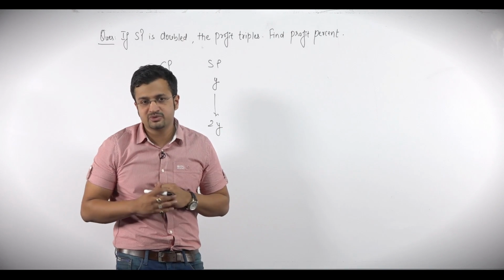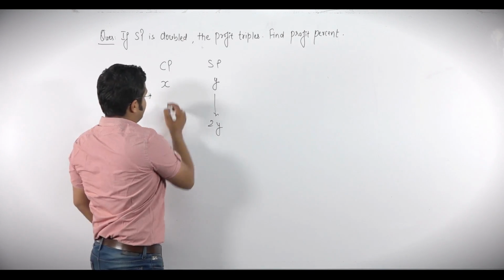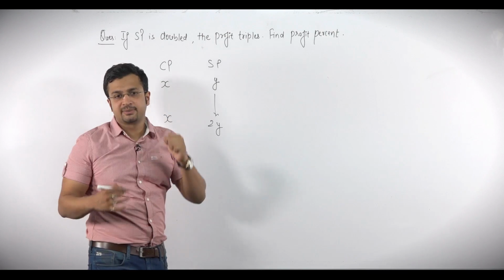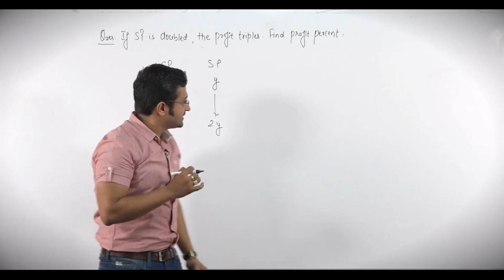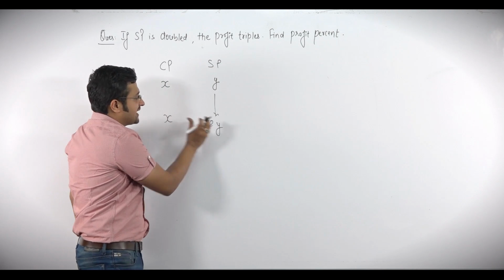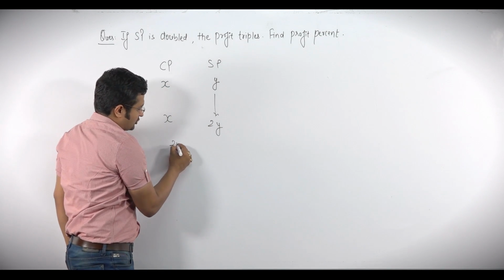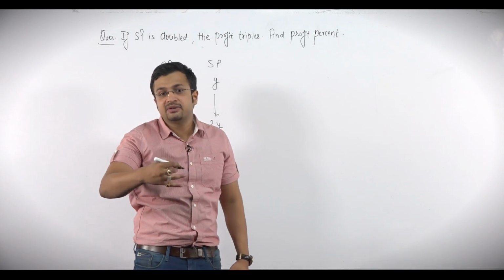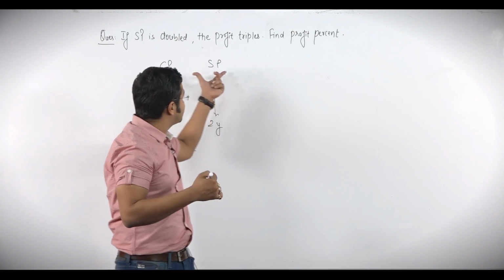That means we'll assume CP to remain the same. CP will remain X. They are saying the profit triples. What is the profit in this case? SP minus CP. So we can say 2Y minus X. It triples, मतलब it is 3 times the previous case profit.